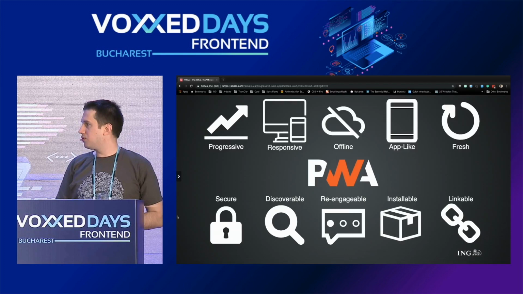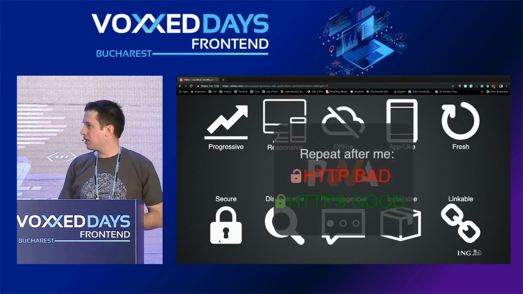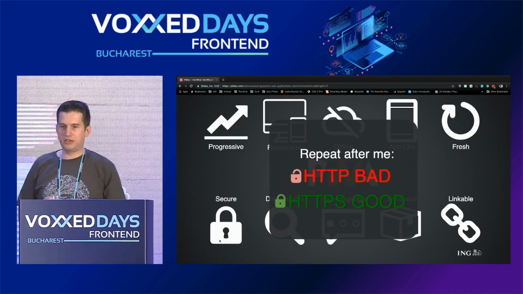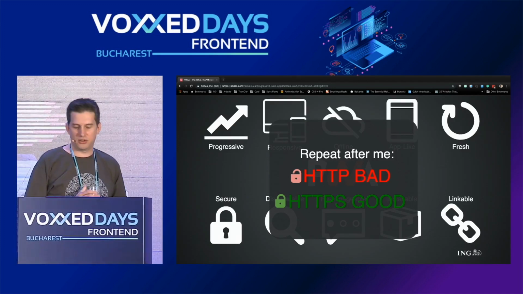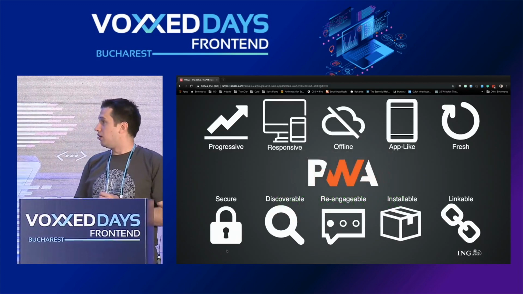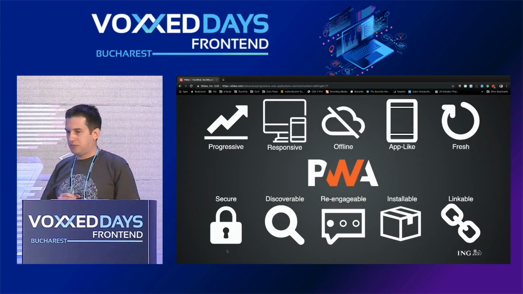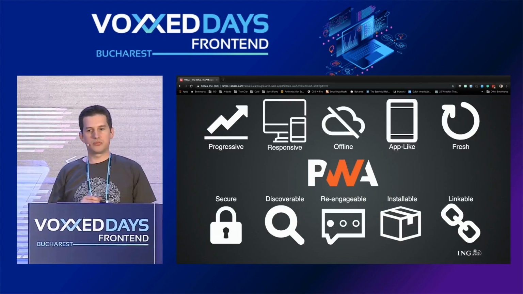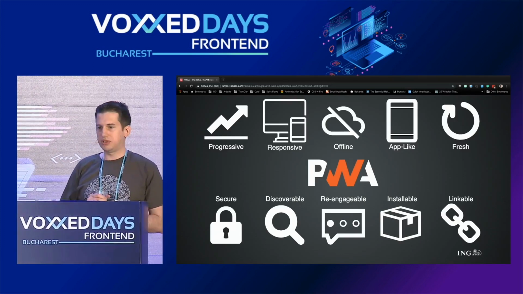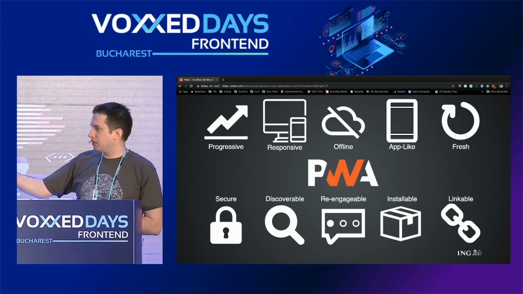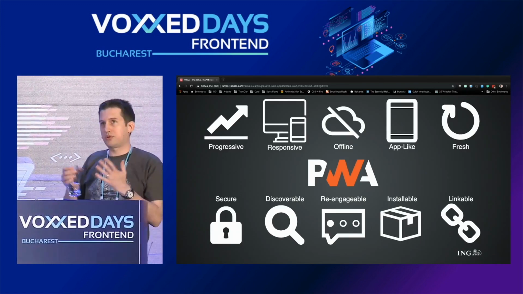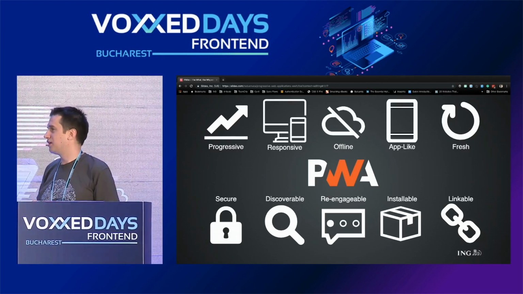Now, they're also secure, and again, in 2019, if you're not using HTTPS, that's your mantra. Repeat it 100 times. Joking aside, if you're not on HTTPS, you don't have a progressive web app, so that's a mandatory thing to have. Now, I already explained that they are discoverable. You can search them on Google, on your preferred search engine.